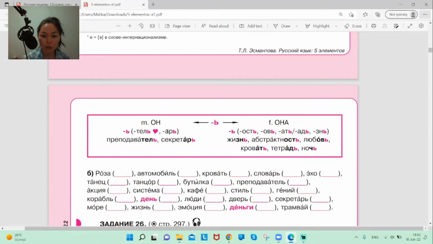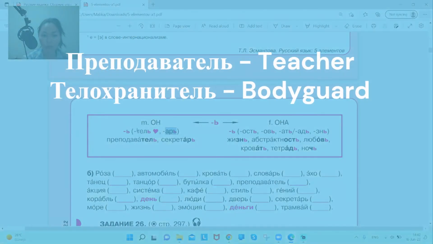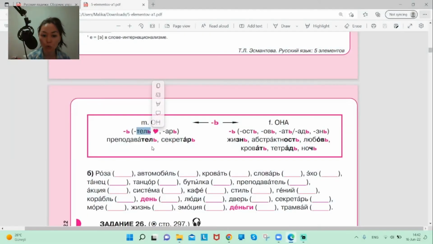So, as I told you, ar, ending ar, is a masculine ending. Секретарь, слесарь, аптекарь. They are all masculine. Also, тель: преподаватель, телохранитель. Преподаватель, телохранитель, он.